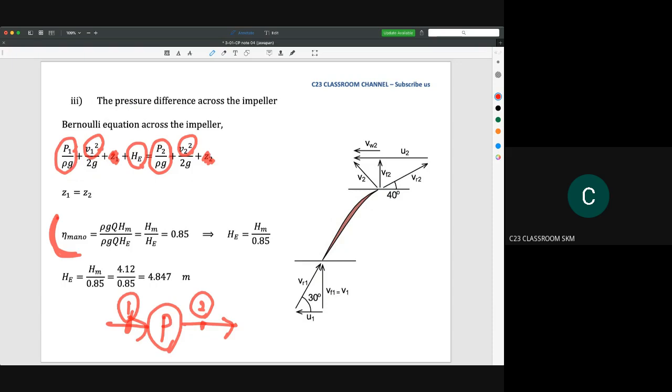So from the previous question, we know that the manometric efficiency is 0.85. So the equation for manometric efficiency is this one. And then we could cancel off the value of rho GQ. So we have HM over HE, and then we could calculate the value of HE is equal to 4.847 meters.